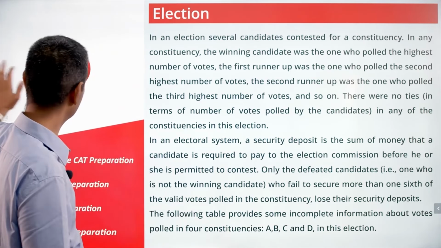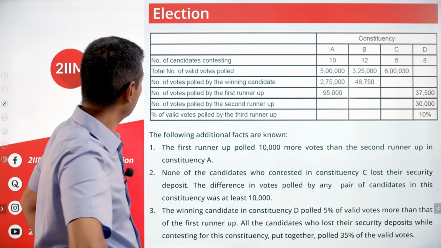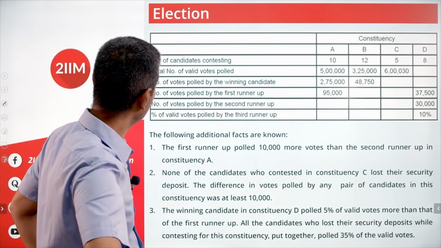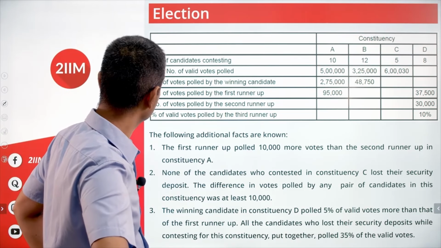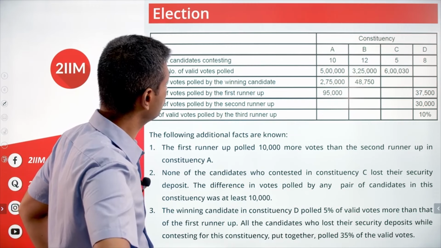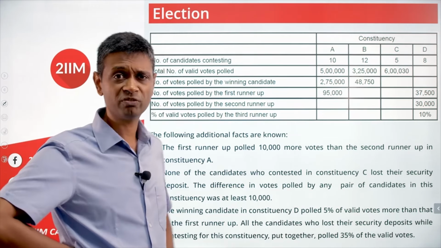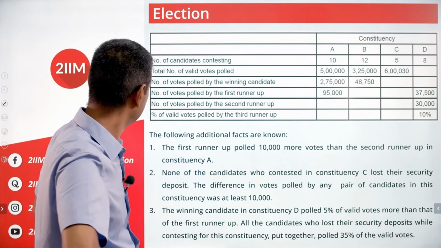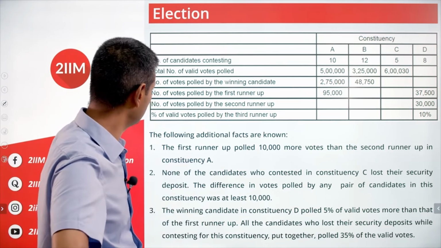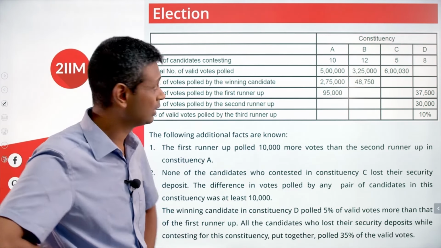Let's see that before we go further. A, there were 10 candidates. The total number of valid votes polled were 5 lakhs. The winning candidate got 2.75 lakhs, so he won by a massive margin. He won more than half the votes. First runner-up was 95,000. Second, third, we don't know.